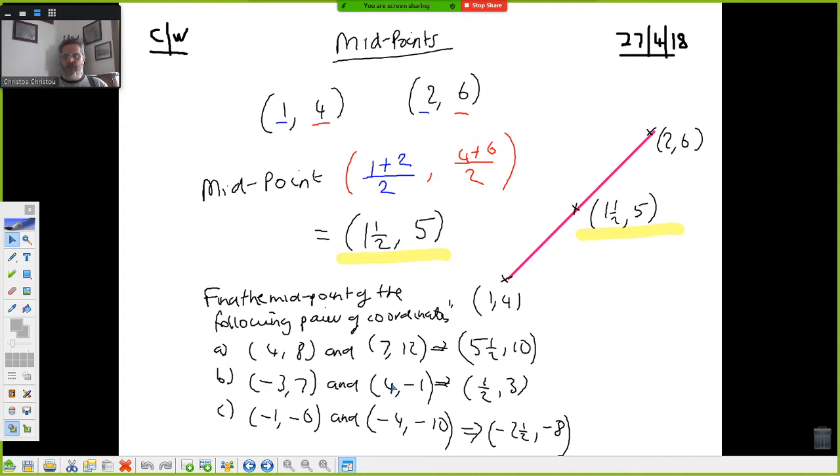Minus 3 plus 4 is 1, half of 1 is 1/2. 7 plus minus 1 is 6. 6 divided by 2 is 3, so there's the midpoint. Minus 1 plus minus 4 is minus 5, divide by 2, minus 2.5. Minus 6 plus minus 10 is minus 16, divide by 2 is minus 8.